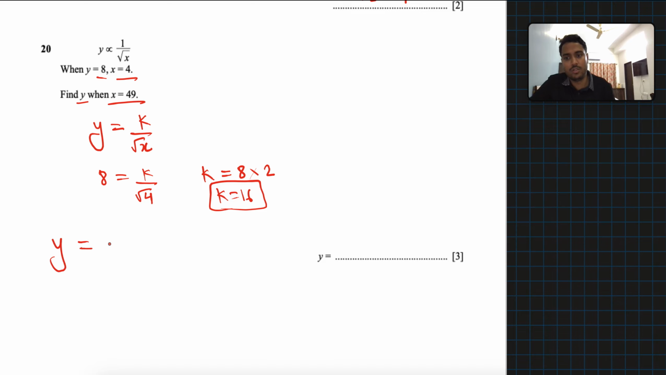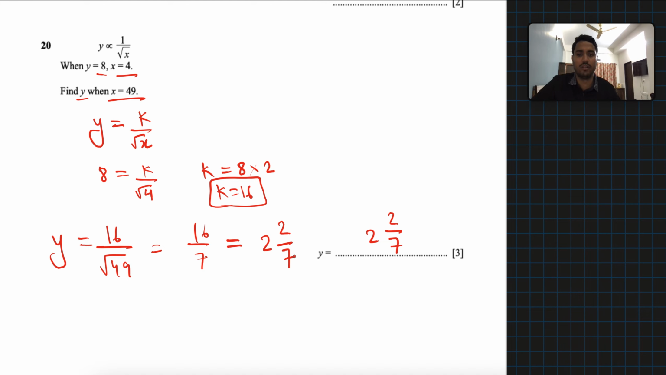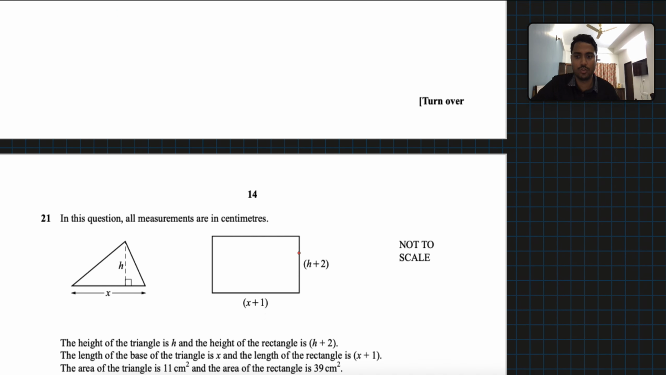So y equals k over root of x. X is 49, and k is 16. So 16 over root 49, that is going to be 16 over 7. So 2 over 7 is the answer, 16 over 7, that's the value of y. Let's move on to question number 21.